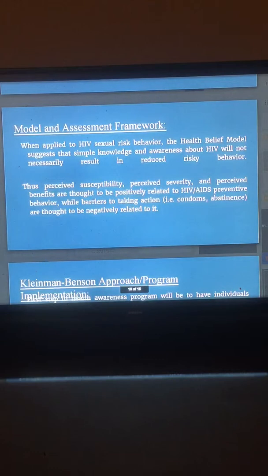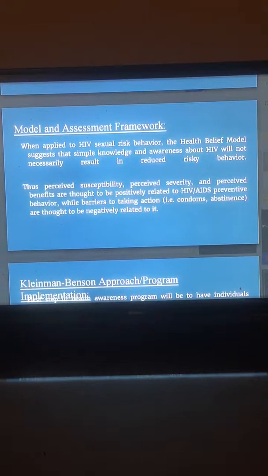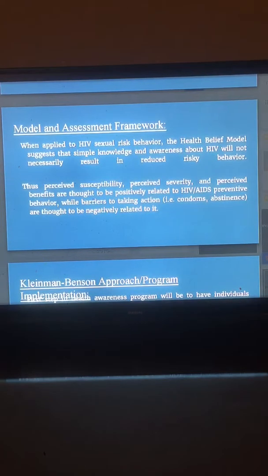To continue with that model and assessment framework, when applied to HIV sexual risk behavior, the health belief model suggests that simple knowledge and awareness about HIV will not necessarily result in a reduction of risky behavior, but what I can do with this is put it in their hands to take charge of themselves. Perceived susceptibility, perceived severity, and perceived benefits are thought to be positively related to HIV/AIDS preventative behavior, and barriers to taking action are thought to be negatively related to it, such as condoms and abstinence.